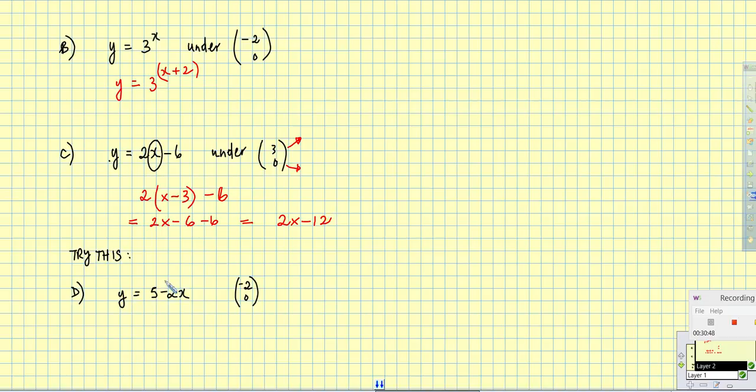Okay, so if we want to try doing y is equal to 5 minus 2x, that means that wherever I have an x, I will replace it with x plus 2. So it'll become y is equal to 5 minus 2 times x plus 2. And therefore we have 5 minus 2x minus 4. And that gives us 1 minus 2x. So my new equation, algebraically, is going to be y equals 1 minus 2x.